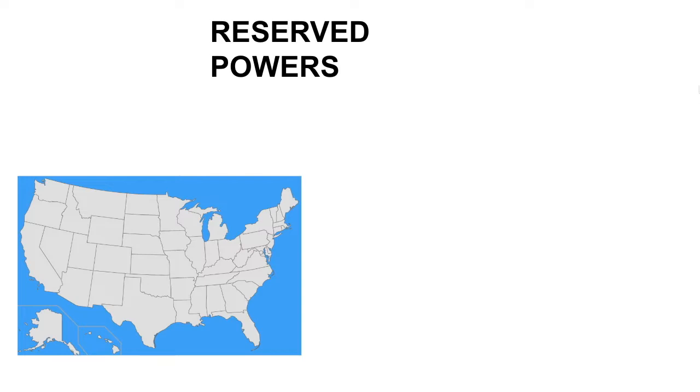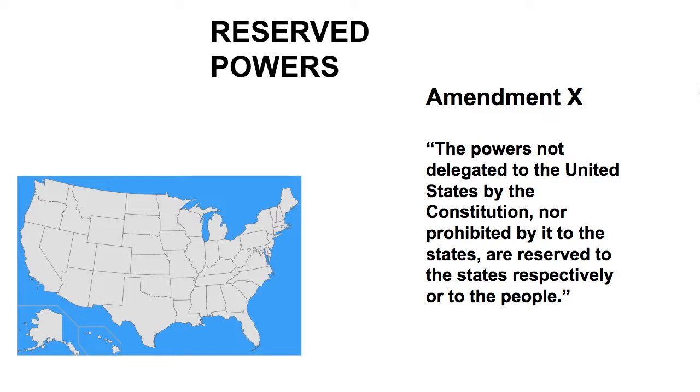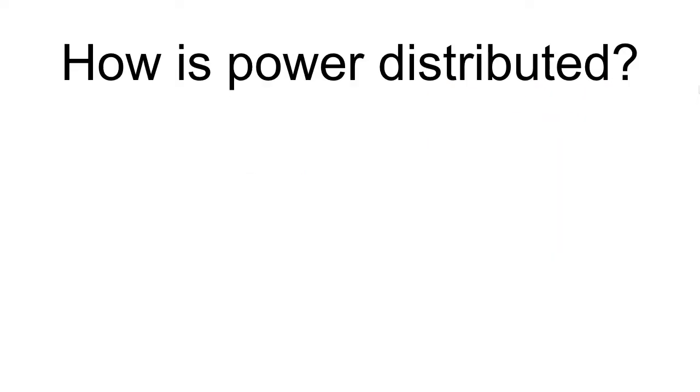So what about the states? The Constitution also identifies reserved powers, which are set aside for the states. Unlike delegated powers, they are not listed specifically, but are guaranteed by the 10th Amendment. Quote, "The powers not delegated to the United States by the Constitution, nor prohibited by it to the states, are reserved to the states respectively or to the people." Some traditional reserved powers include regulating trade within a state, establishing local government, and conducting elections.